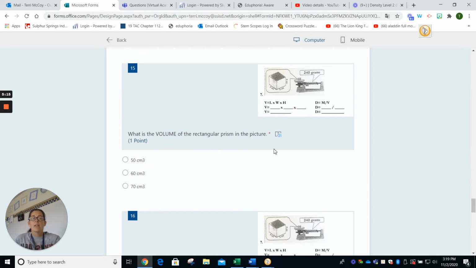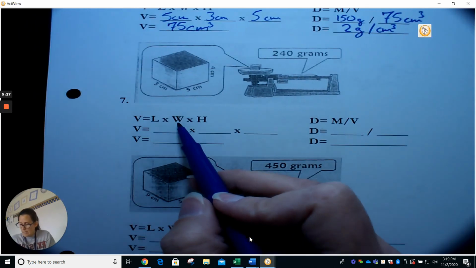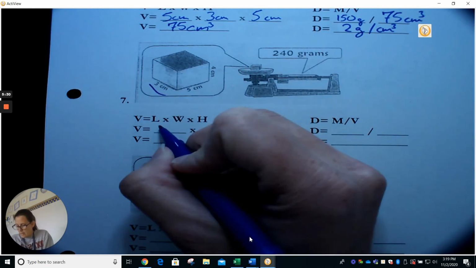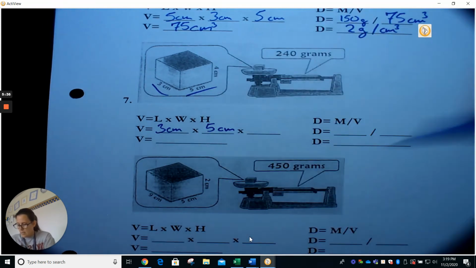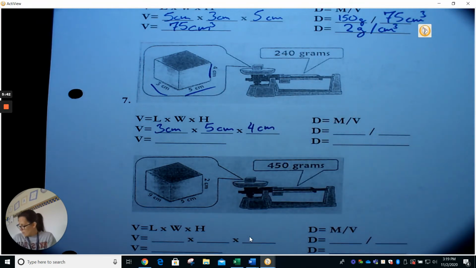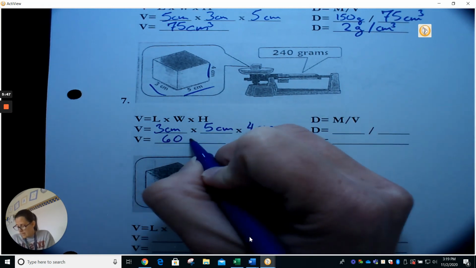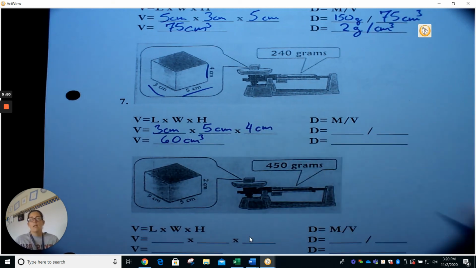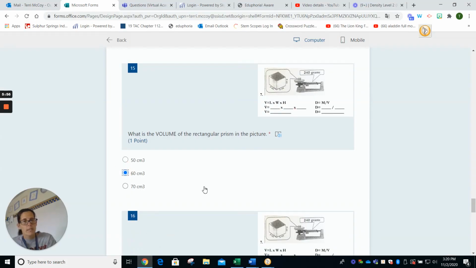What is the volume of the rectangular prism in the picture? So on my paper, it's number 7. Okay, so let's go figure that out. Let's get our volume for number 7. So volume equals length times width times height. There's our length, 3 centimeters. Here's our width, 5 centimeters. And there's our height, 4 centimeters. Okay, if we do that math, we're going to learn that our volume is 60 centimeters cubed. Okay, 60 centimeters cubed. So let's go back and we'll put that in our form. Boom. So there's the answer to that one.